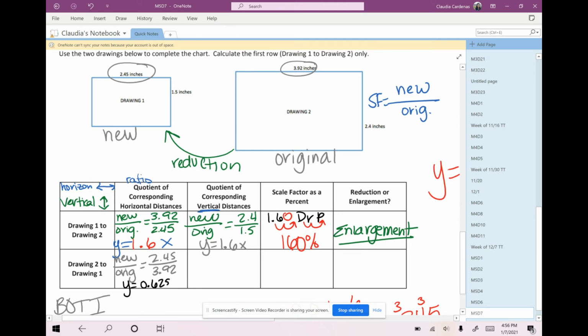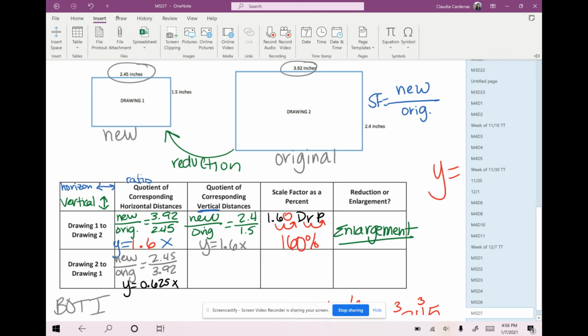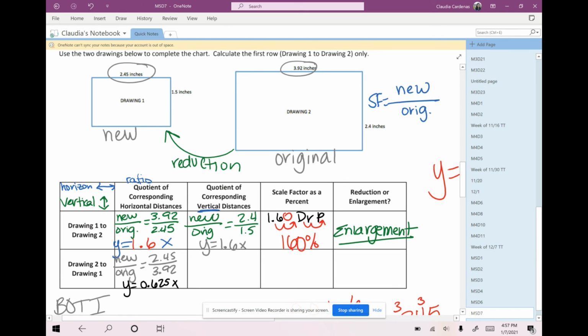0.625. So I can write our equation as y equals 0.625x. So far we're on the right track because I see that this number is actually less than 1. And I know that when scale factors are less than 1, it ends up being a reduction. So we're on the right track. Now we need to do the scale factor of the vertical distances, which I see is 1.5 over 2.4. And once I divide 1.5 by 2.4, I see that it is the exact same scale factor.